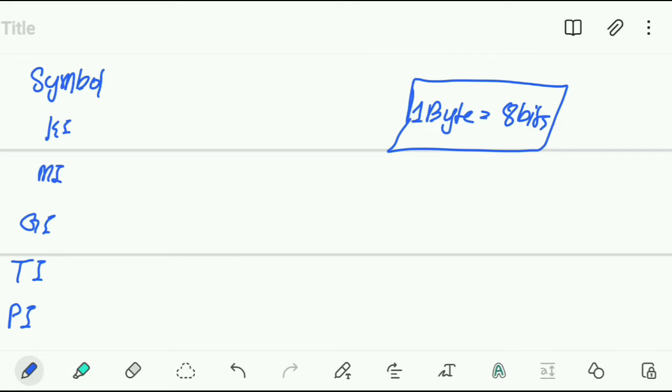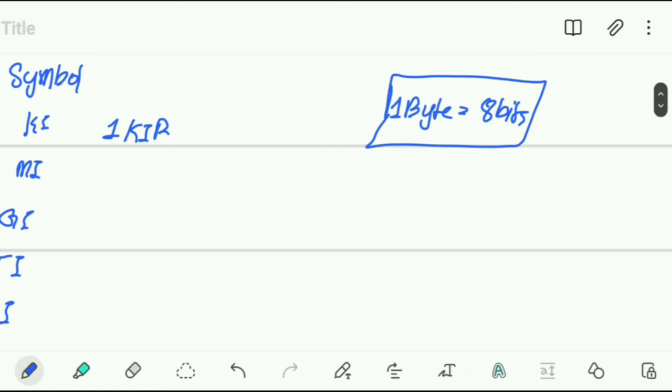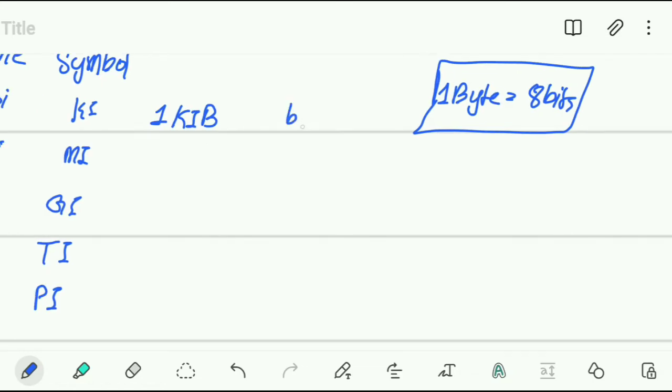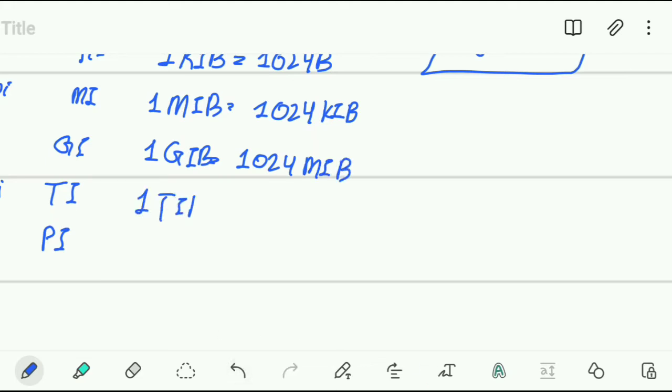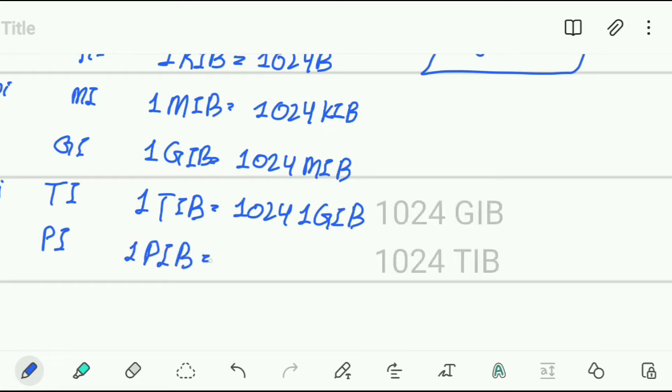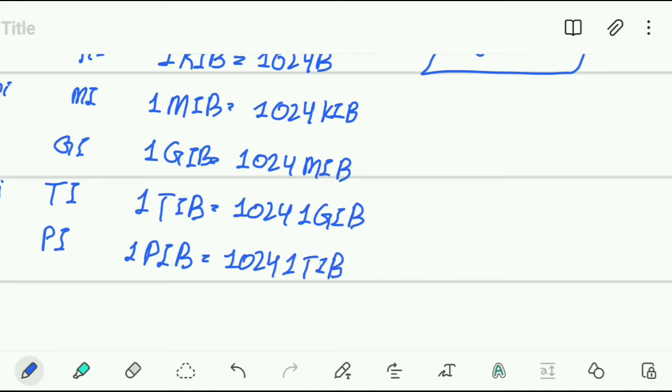We can either represent them in bits or bytes, but most of the time we try to work with bytes. So let's write it down. 1 KB, the capital B represents bytes. If I write a small b, then it would represent bits. So 1 KB is equal to 1024 bytes. 1 MB is equal to 1024 KB. Mebi is greater than kibi and so forth. 1 GB is equal to 1024 MB. 1 TB is equal to 1024 GB. 1 PB is equal to 1024 TB.